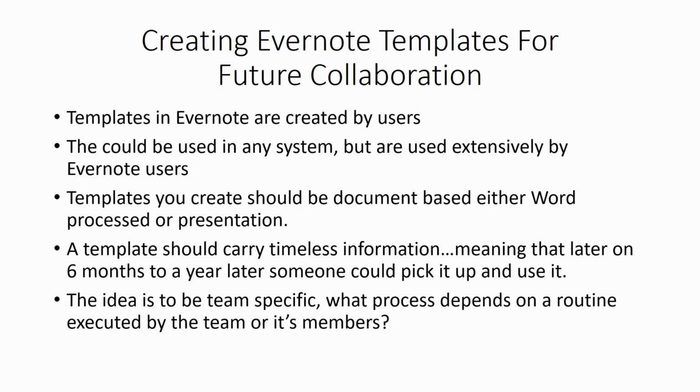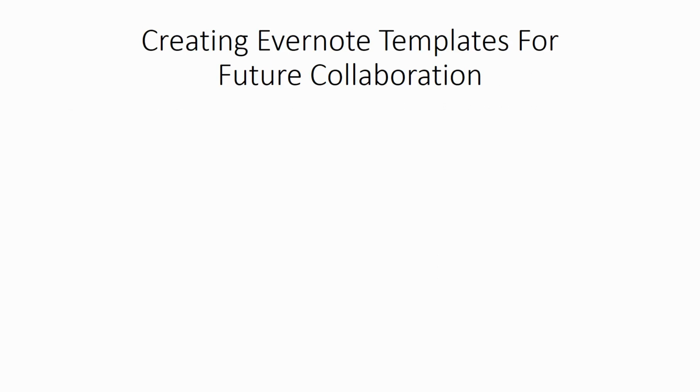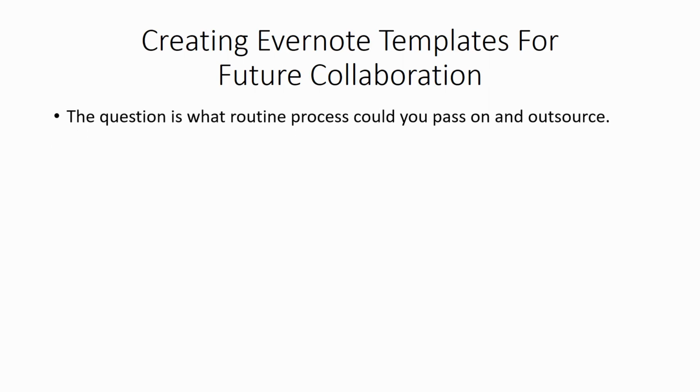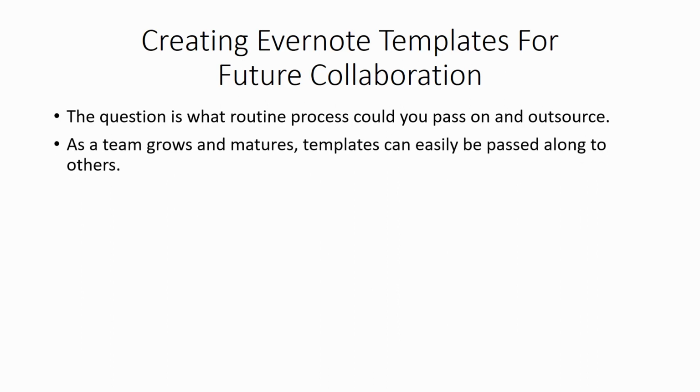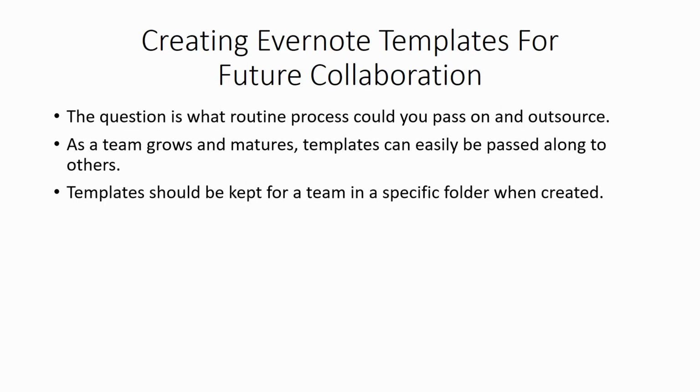And the idea should be team specific. What process in your team depends on a routine executed by the team or its members? The question is, what routine process could you pass on and outsource as a team? What is it that you're doing that someone else could be doing later in the future? Now, as a team grows and matures, templates can be easily passed on to others to do the process. Now, in Evernote, templates should be kept for a team in a specific folder when it's created.